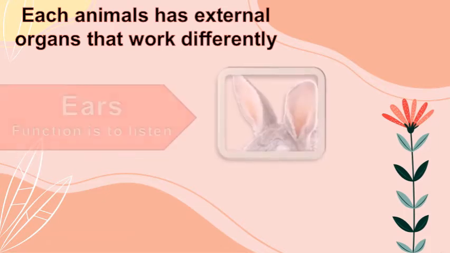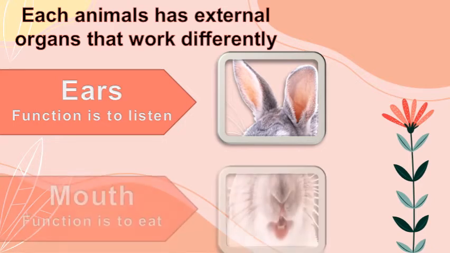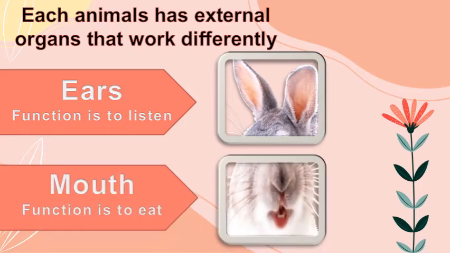Ears. The function of ears is to listen. Look at the long ears of the rabbit. It helps them to hear things. Mouth. The function of the mouth is to eat. Animals use their mouth to eat food and drink water.